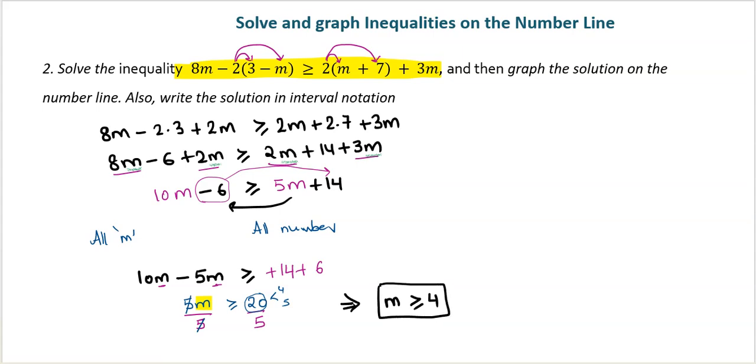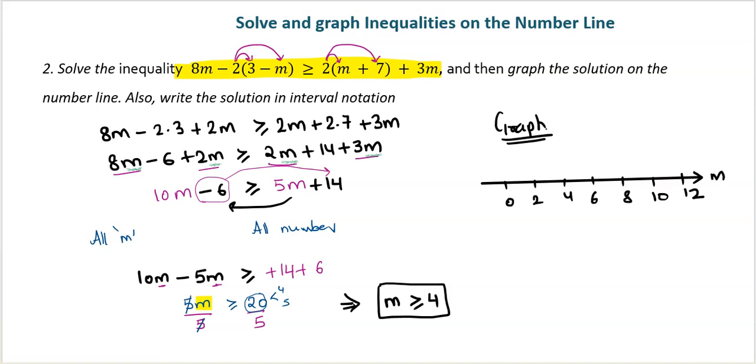Now, when you graph it, you need a number line. So let's say 0, 2, 4, 6, 8, 10, 12. This is the number line for m. Locate the point 4. It's here. Now, greater than or equal to means filled circle. Filled circle. Greater means move towards the right side. Greater means right. Correct? Okay, so this is your presentation.